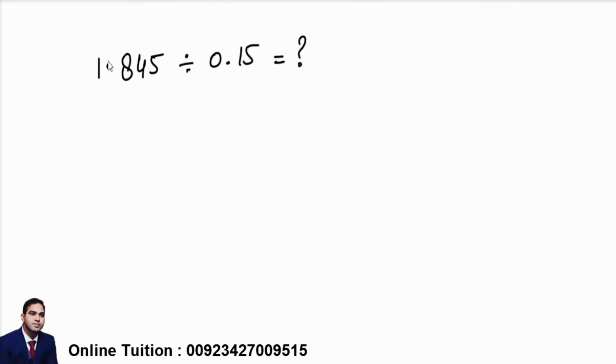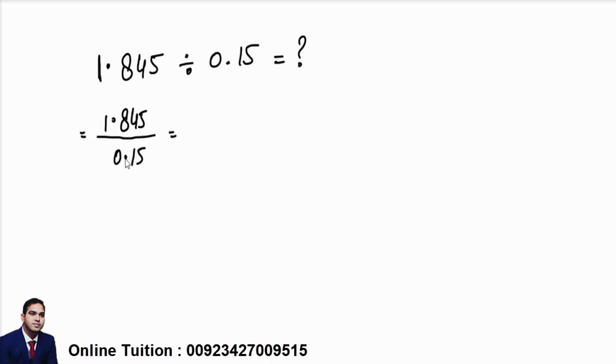In this video we will learn how to divide decimals. This is 1.845 divided by 0.15. So let's start. First of all, this is 1.845 divided by 0.15. So look at this decimal.